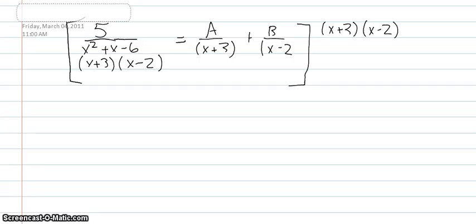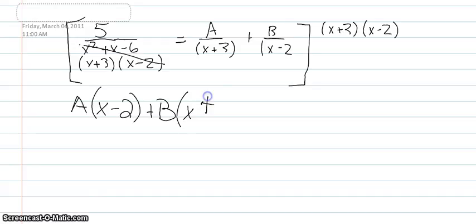So we're trying to get rid of the denominators, and when you multiply x plus 3, x minus 2 by this whole thing, it gets rid of what's under the 5, and then you multiply a times what it doesn't have in the denominator, which is x minus 2, plus b, and b doesn't have x plus 3, equals 5, because this cancels out again. And then when you distribute, it's going to be a.